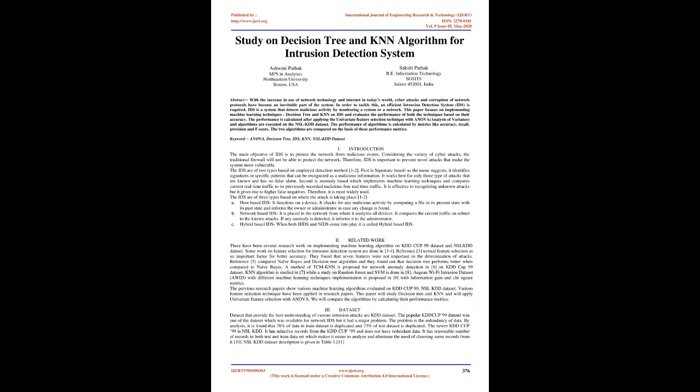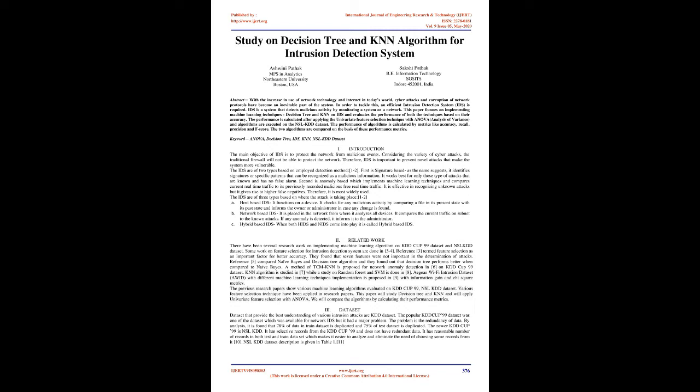Keywords: ANOVA, Decision Tree, IDS, KNN, NSL-KDD dataset. Introduction. The main objective of IDS is to protect the network from malicious events. Considering the variety of cyber attacks, the traditional firewall will not be able to protect the network. Therefore, IDS is important to prevent novel attacks that make the system more vulnerable.